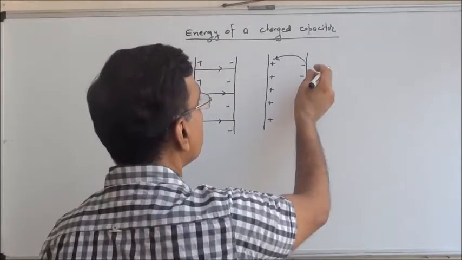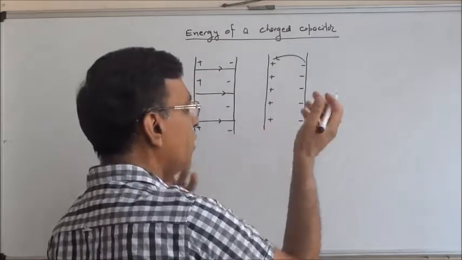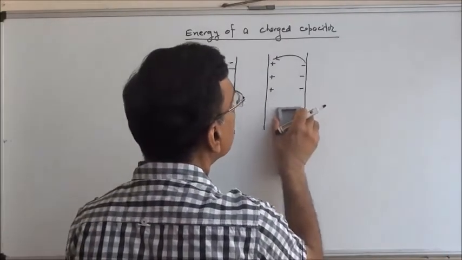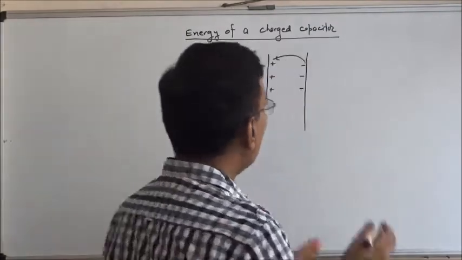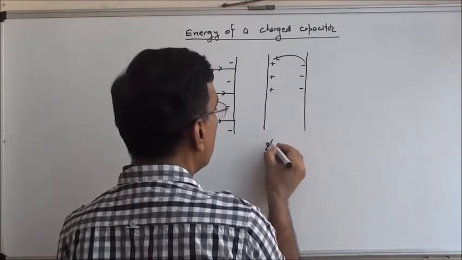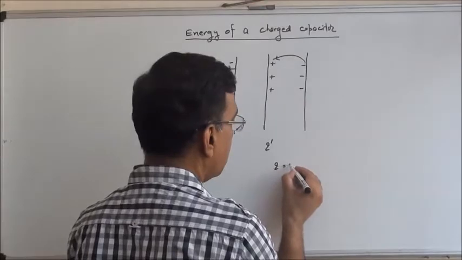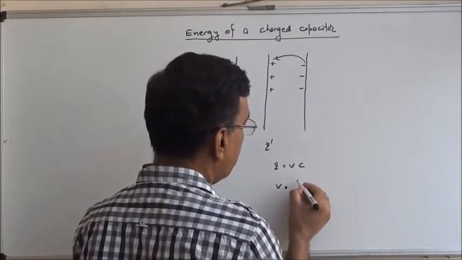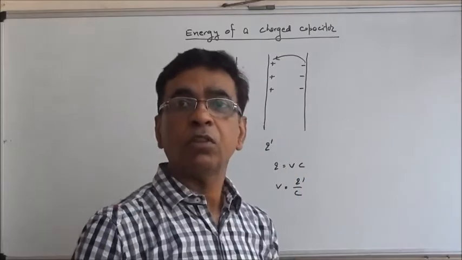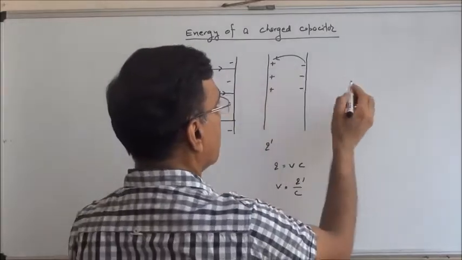How can we do it? First charge, no work done. Let us consider any one situation when the charge on either plate at this moment is Q dash. So what will be the potential difference? We know the relation Q is equal to CV, so V is Q dash by C. C doesn't depend on the amount of charge, it depends on geometry. So this is the potential difference in this situation.